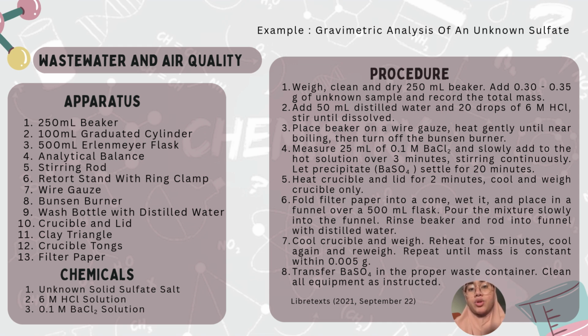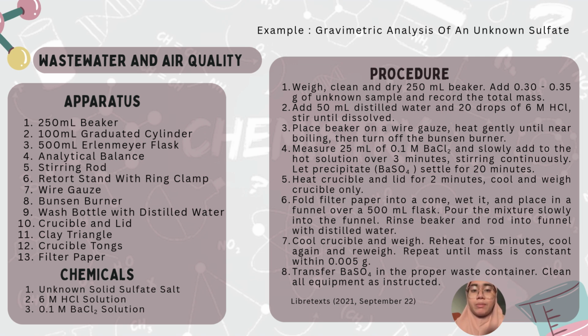And then we need to measure 25 ml of 0.1 molar barium chloride and slowly add it to the hot solution over 3 minutes, stirring continuously. Let the precipitate, which is barium sulfate, settle for 20 minutes. And then we need to heat the crucible and lid for 2 minutes and then cool it off and weigh the crucible only. Next, we need to fold the filter paper into a cone.